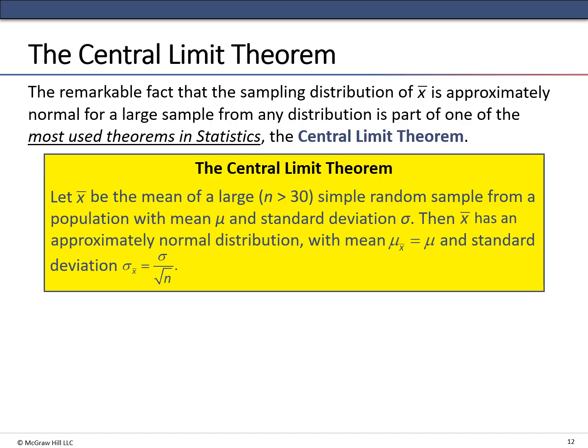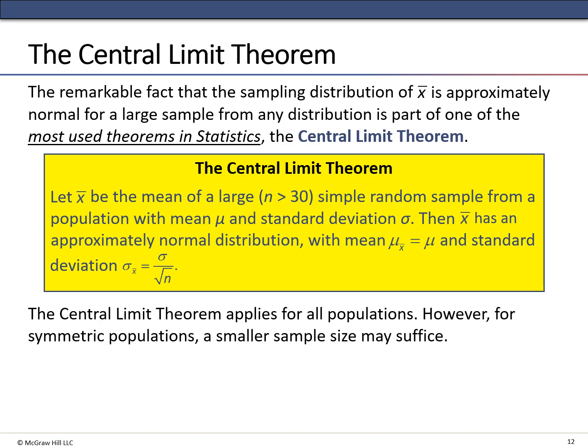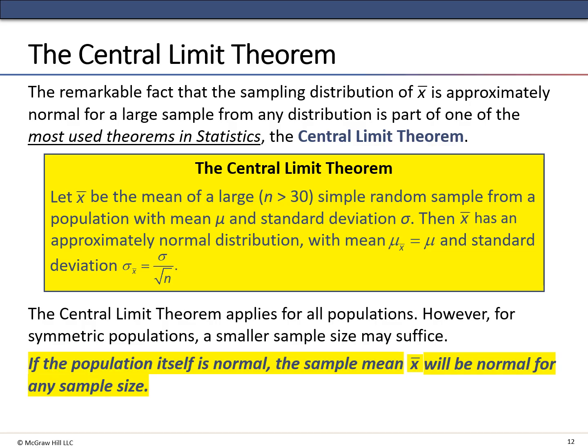The central limit theorem. Let x bar be the mean of a large sample, n greater than 30, from a population with mean mu and standard deviation sigma. Then x bar has an approximate normal distribution with the same mean, mu sub x bar equals the population mean, and a standard deviation which equals the standard deviation of the population over the square root of n, which is the size of the sample. This central limit theorem applies for all populations. However, if the original population is symmetric, you can use a much smaller sample size. If the population itself is normal, the sample mean will be normal for relatively any sample size.